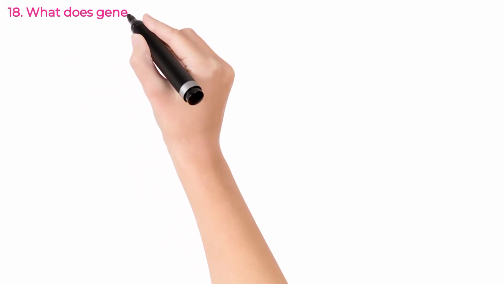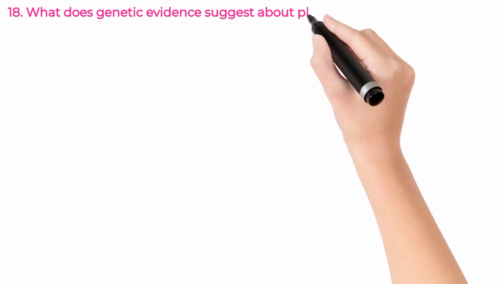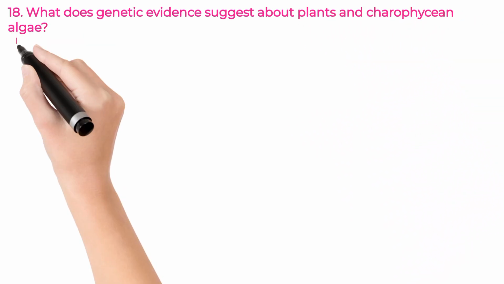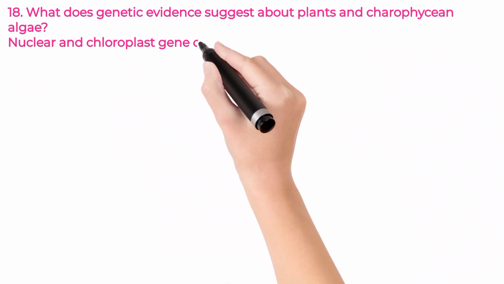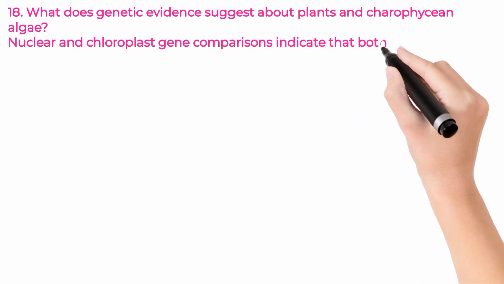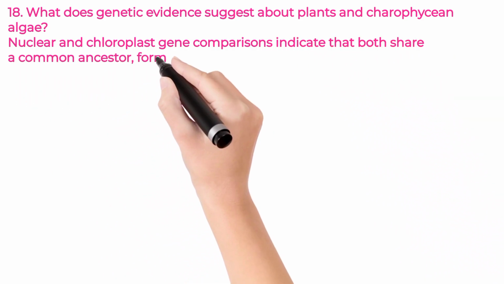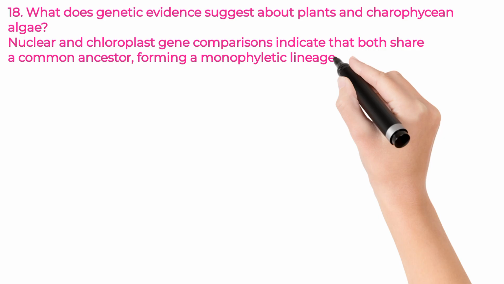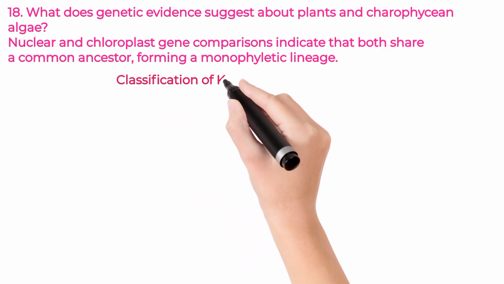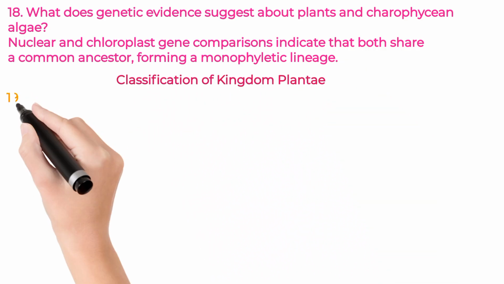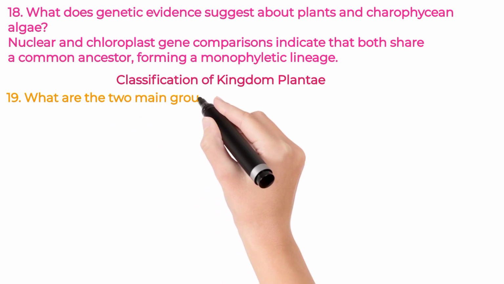18. What does genetic evidence suggest about plants and Charophycean algae? Nuclear and chloroplast gene comparisons indicate that both share a common ancestor, forming a monophyletic lineage. Classification of Kingdom Plantae. 19. What are the two main groups of Kingdom Plantae?